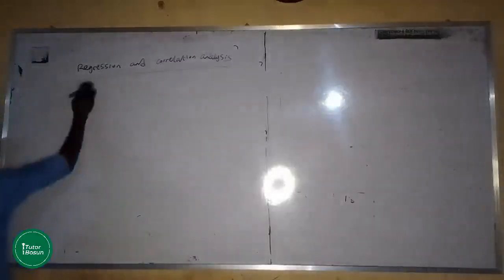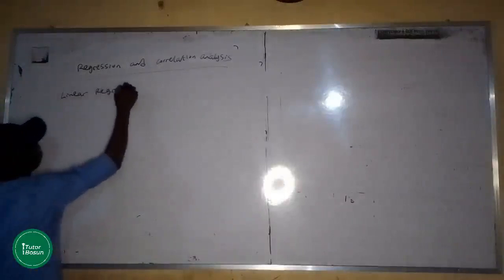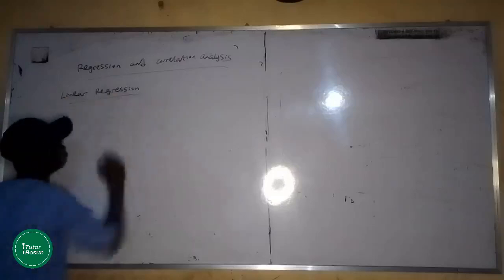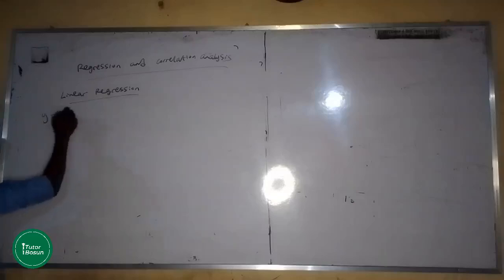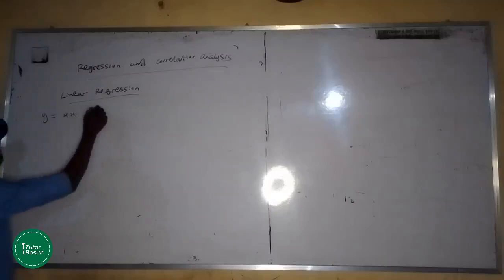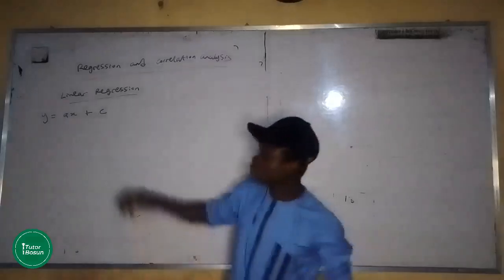Linear regression. A regression model is said to be linear if it is in the form y equals ax plus c. So if your regression model is in the form y equals ax plus c, then it is a linear regression model.